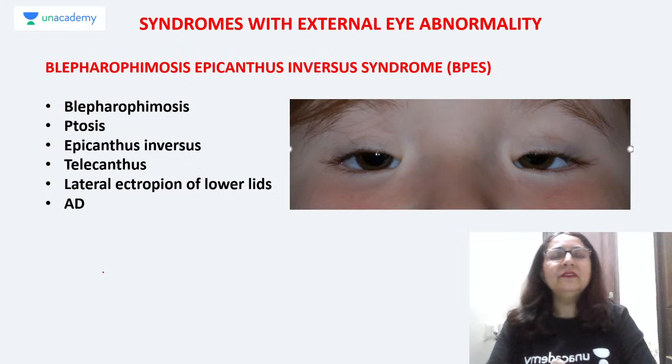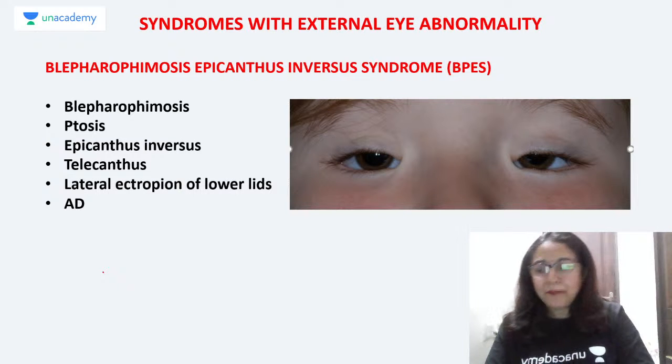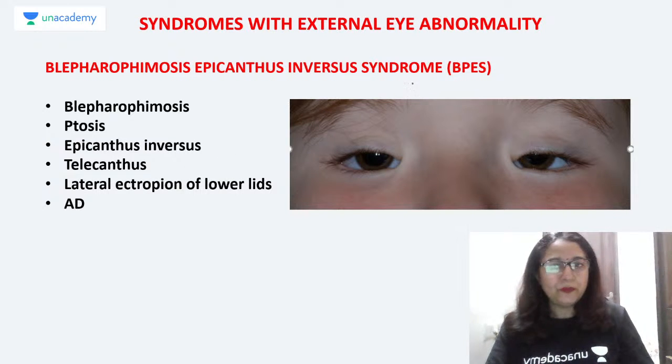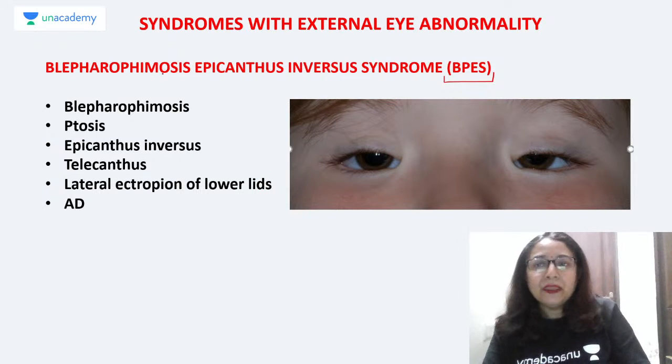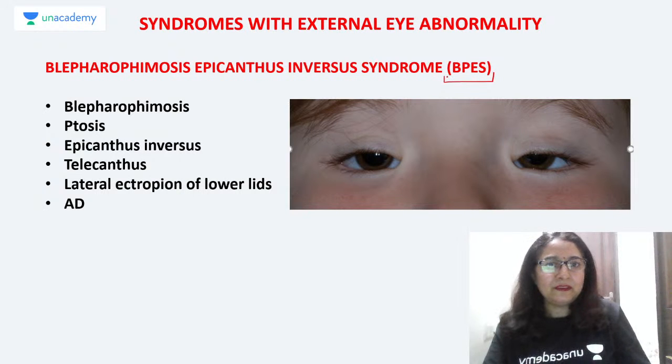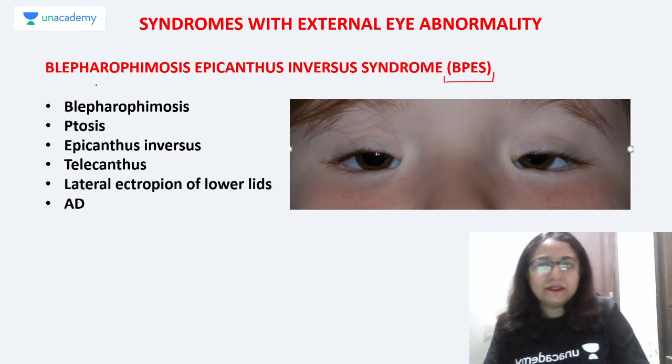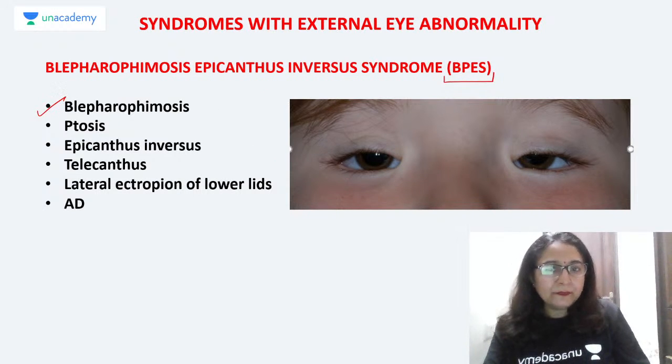After Goldenhar syndrome, let's come to another syndrome which is important for us to know from the exam point of view, which is blepharophimosis epicanthus inversus syndrome. This syndrome is short, we call it BPES syndrome. As the name suggests, two features are in the name of the syndrome itself: blepharophimosis and epicanthus inversus.